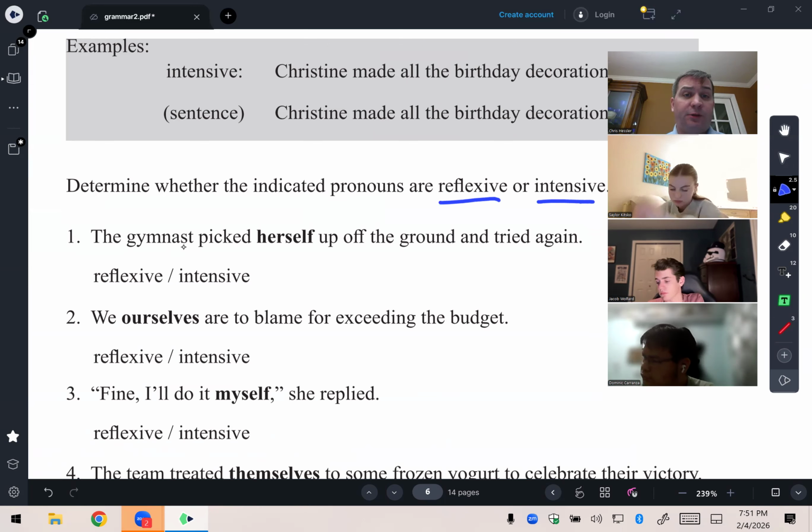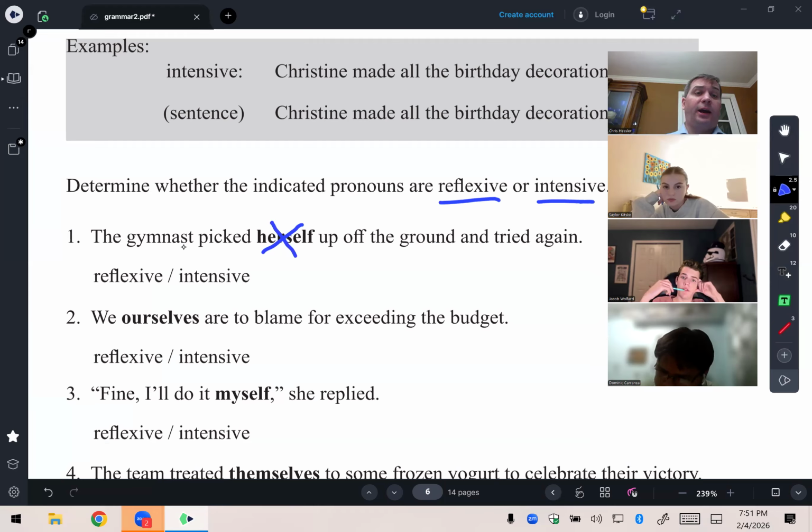The gymnast picked herself up off the ground and tried again. I'm gonna try taking out the pronoun. The gymnast picked up off the ground and tried again. I have lost meaning, so that was reflexive. So the gymnast is both subject and object.